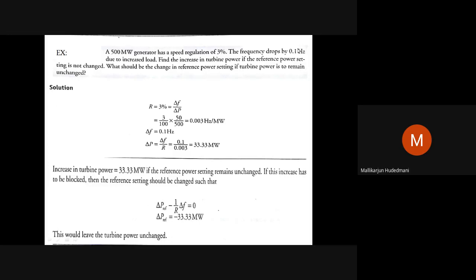It means this drop in frequency demands an incremental change in the power set point. This we have to set as a change in power to address this 0.1 hertz. This is one simple example. Let us see one more example.